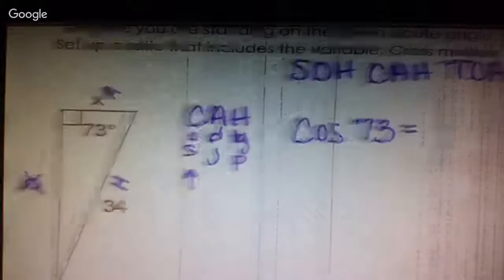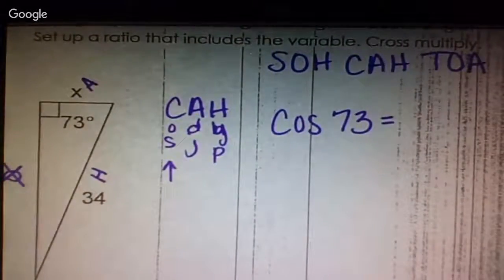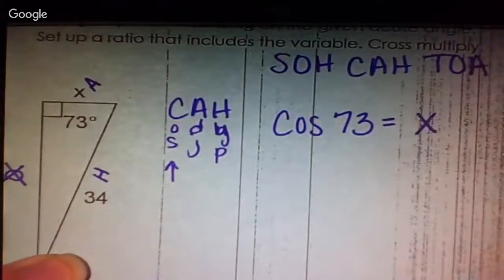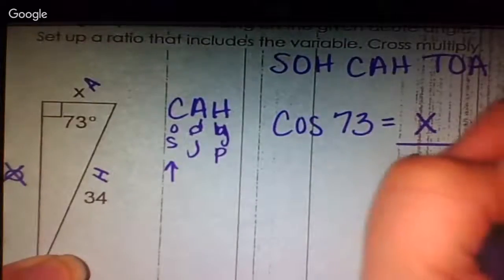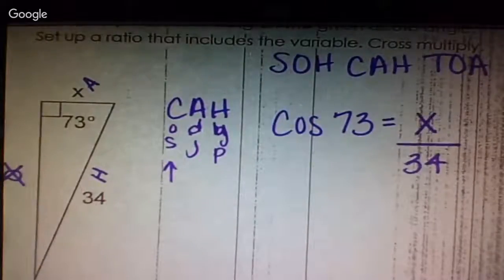Okay, so cosine of 73. On the other side, you're going to create a fraction. That comes from your AH. So A comes first, so that's going to go on the top. So it's X over 34. So that's how you set it up every time, whether you use cosine, sine, or tangent. It's cosine of your angle equals, and then the order that comes after it is how you set up your fraction. That's why I said it's very important that you remember SOHCAHTOA. That tells you how to set it up.